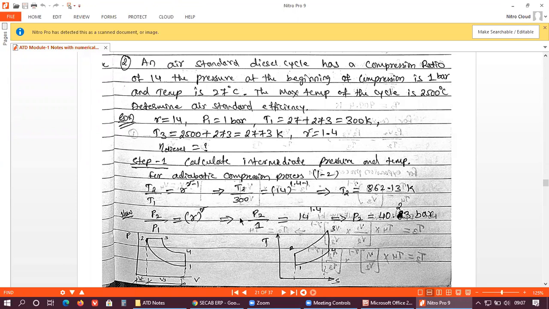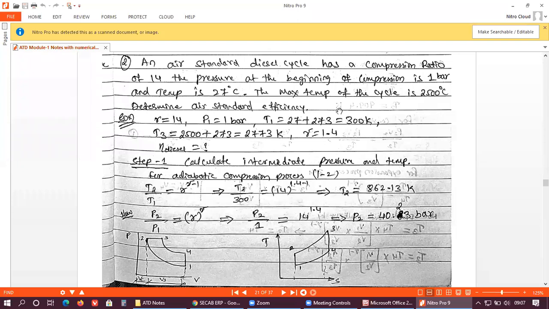Here it is clearly mentioned that the pressure at the beginning of the compression is 1 bar. So P1 will be 1 bar, because at this point the pressure is 1 bar and the temperature is 27 degrees Celsius. Similarly, T1 will be 27 degrees Celsius. So at point number 1, T1 is 27 degrees Celsius and P1 is 1 bar.